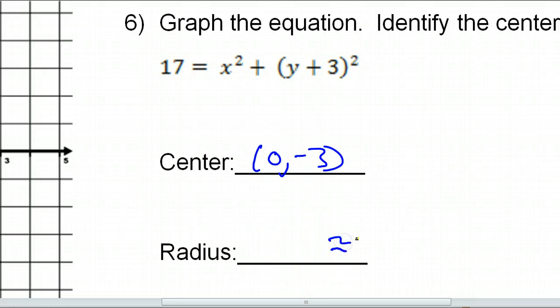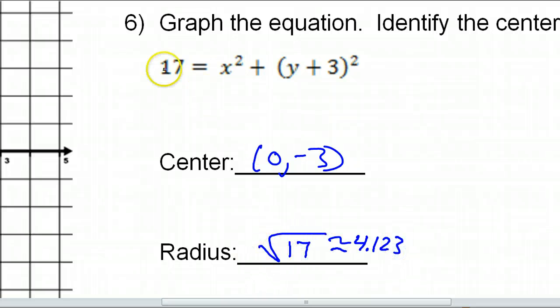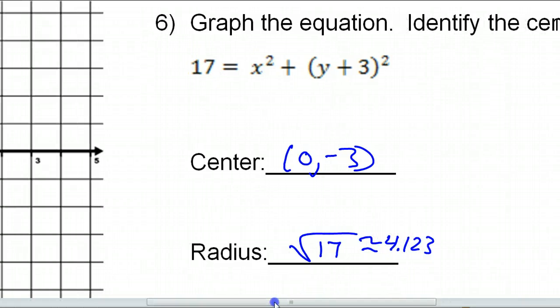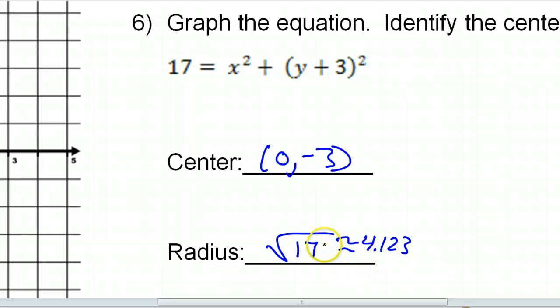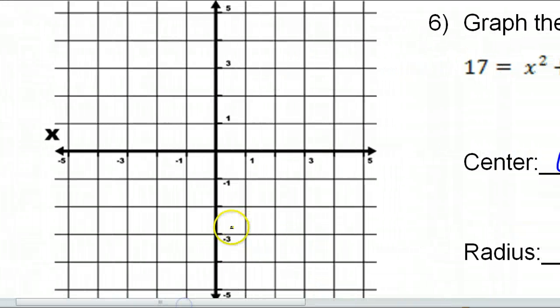4.123 or square root 17. Yeah, how are you getting that? It's 17. All right, the radius is going to be the square root of 17, which is approximately 4.1. Okay? So put down both of those things. The radius of radical 17, that's what I want to see. But the 4.1, that's what you need in order to graph it. Okay, so 0, -3 is like here. And then that radius is slightly bigger than 4. So it's virtually 4.